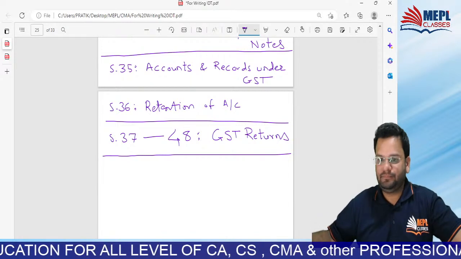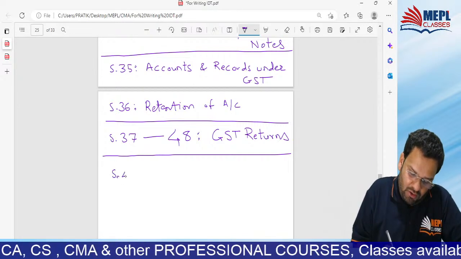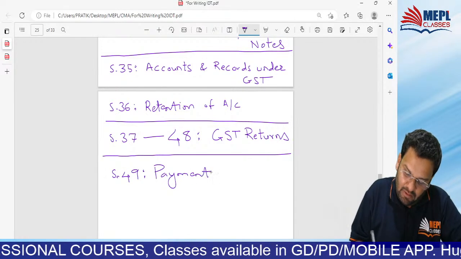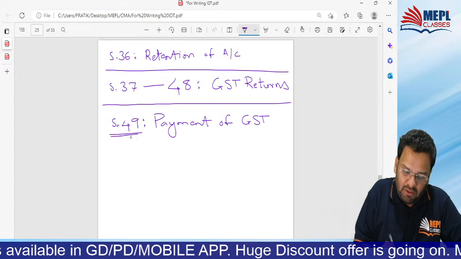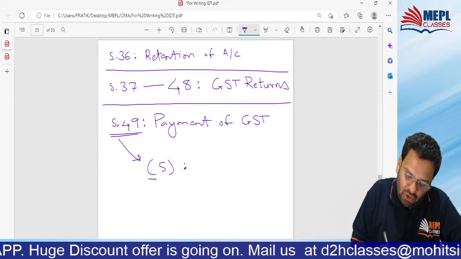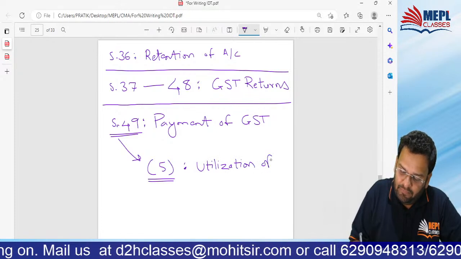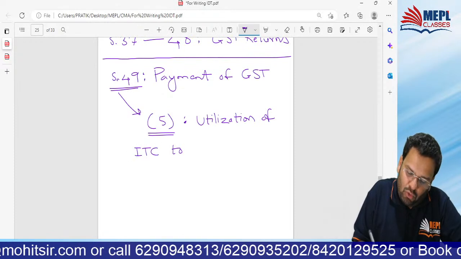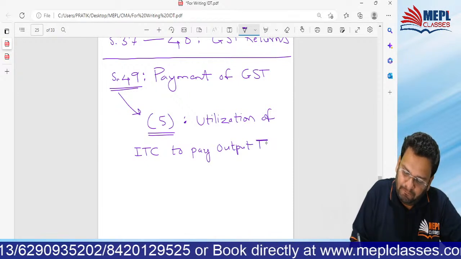Yes. Then talking about 49. 49 is for payment of GST. In this 49, most important is subsection 5. This subsection 5 talks about utilization of ITC to pay output tax.